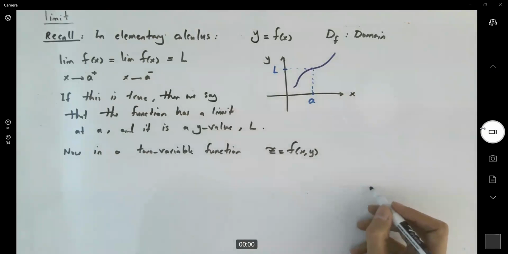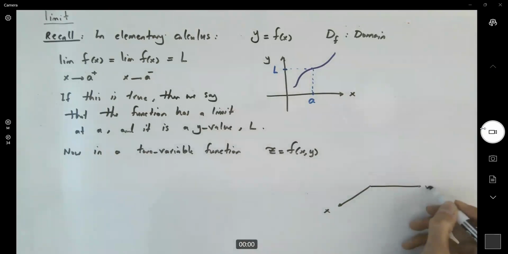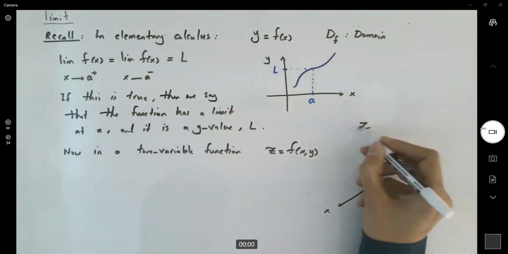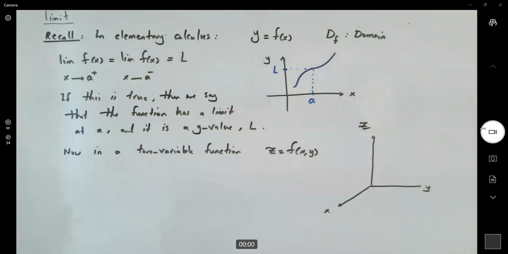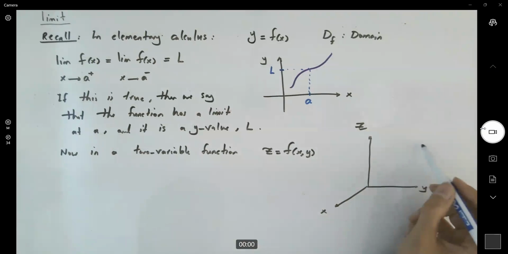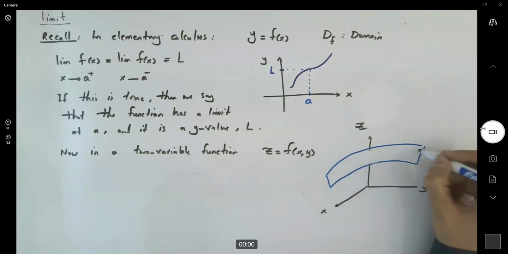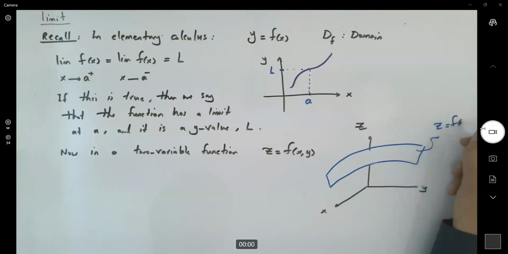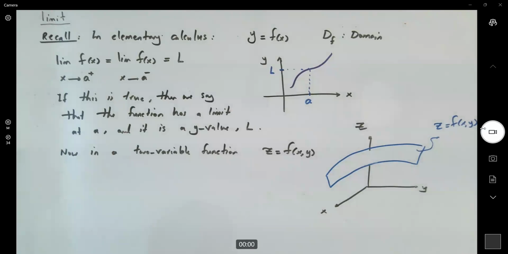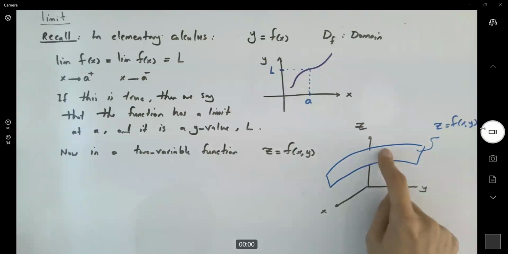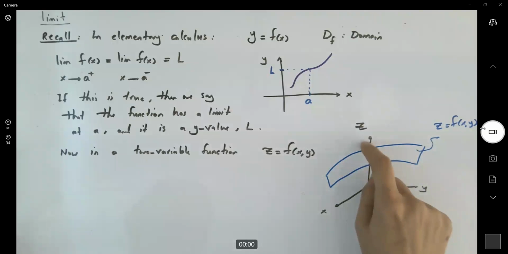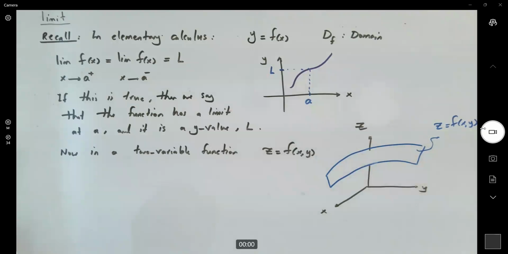So suppose you have your x, y, and z, all right? And then you have your surface, a 3D object. This is your S, for example. This is your surface that you have. This is your z equals f of x and y. When you're dealing with the limits of this function, we are interested in the z value on the z-axis, all right? So remember that the domain belongs to the xy plane.